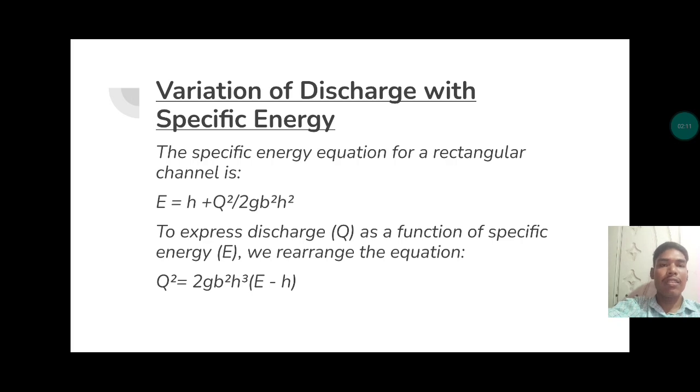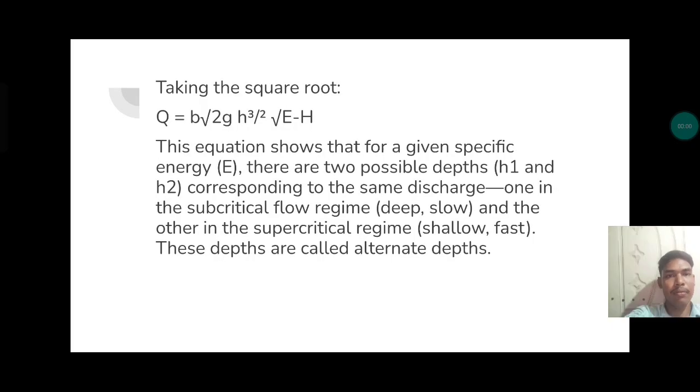The rearranged equation is Q square is equal to 2G B square H cube (E minus H). Taking the square root, it becomes Q is equal to B root 2G H to the power 3 by 2 root over (E minus H).